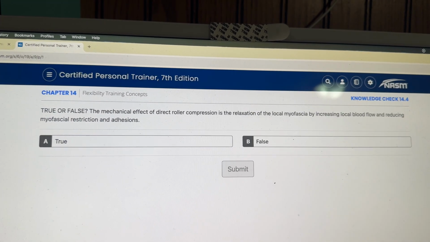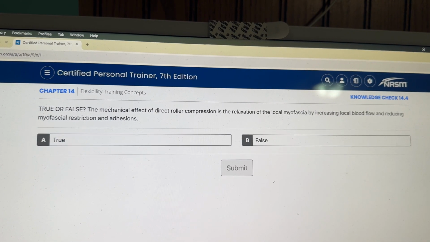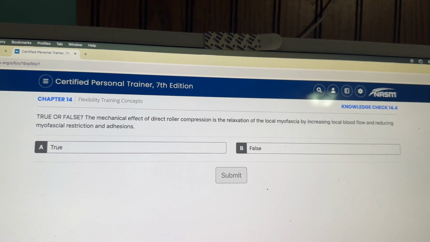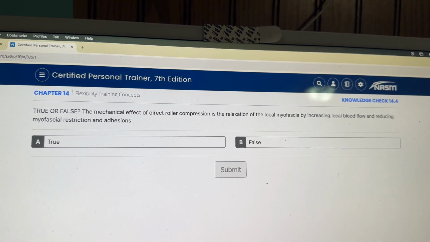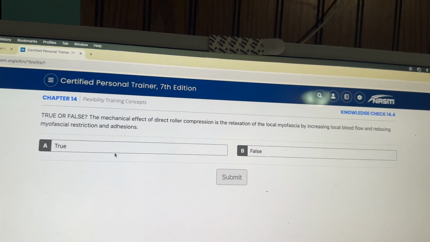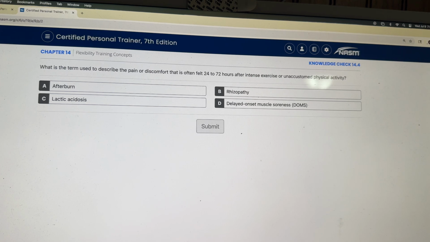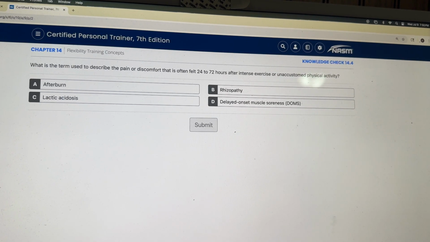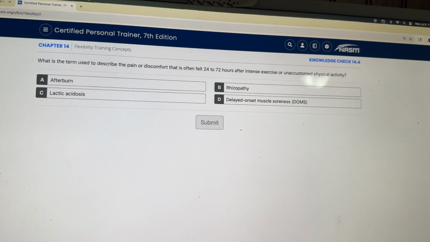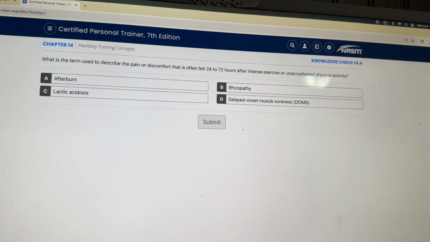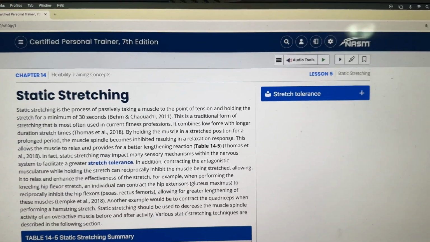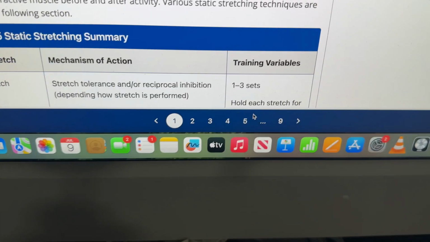True or false? The mechanical effect of direct roller compression is the relaxation of the local myofascia by increasing local blood flow and reducing myofascial restriction and adhesion. True. What is the term used to describe the pain or discomfort that is often felt 24 to 72 hours after intense exercise or unaccustomed physical activity? DOMS.